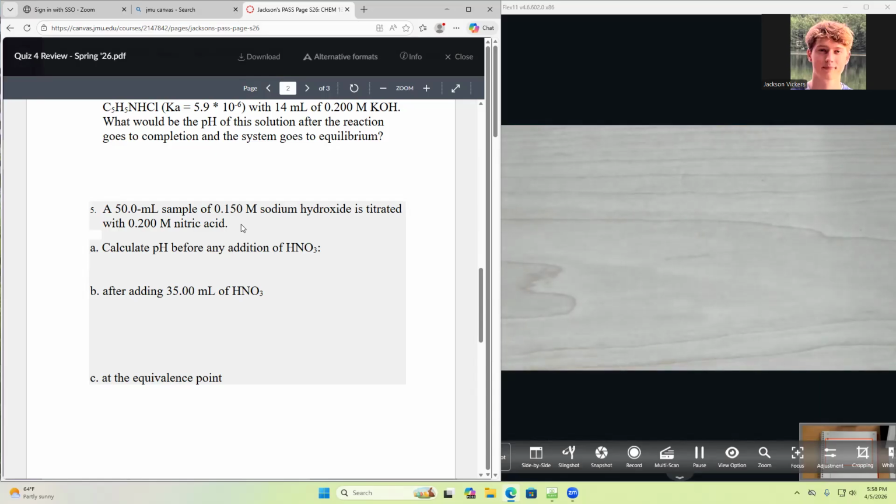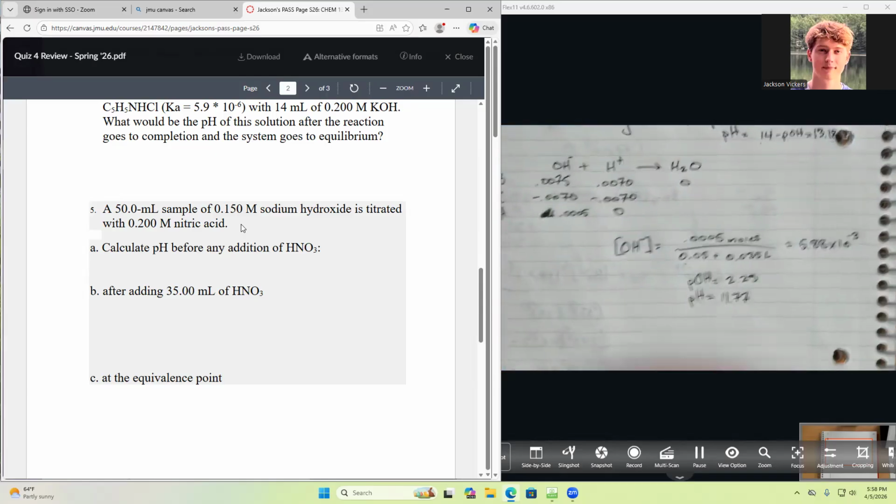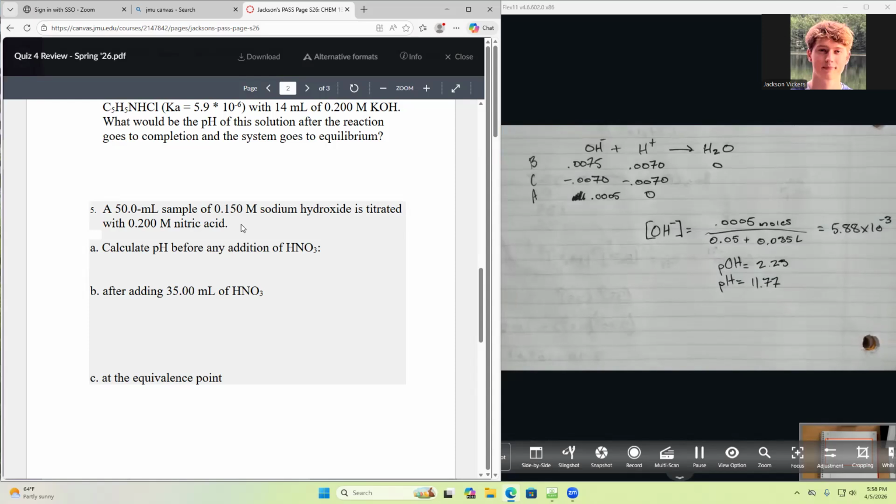Anyone get a pH for this one? Yep. So this is an example, like we were talking about, where you do need to calculate the total volume. Now I'll show my work here. Right, we're doing a BCA table as normal.